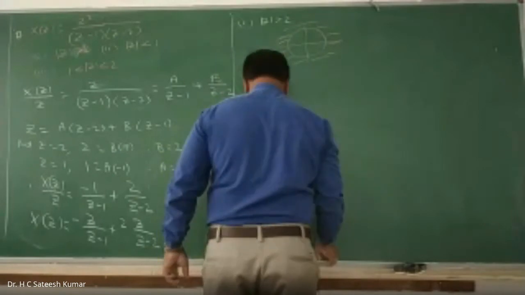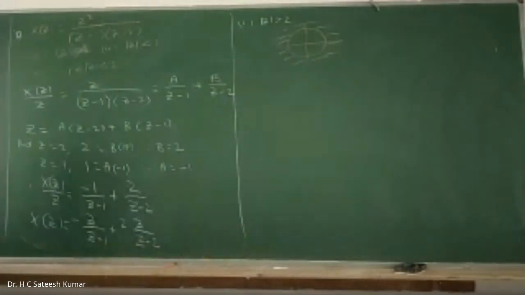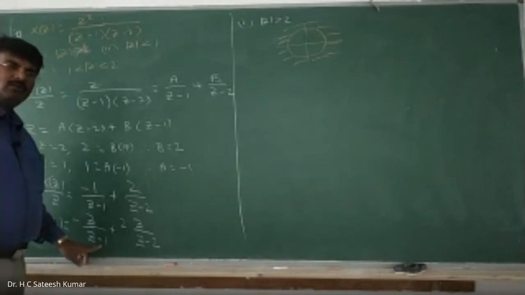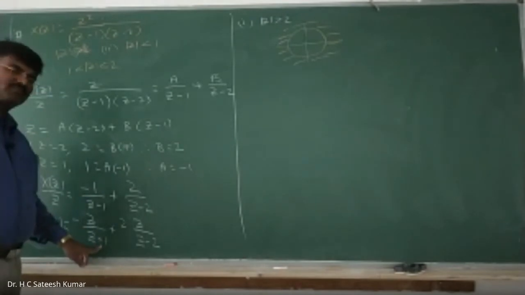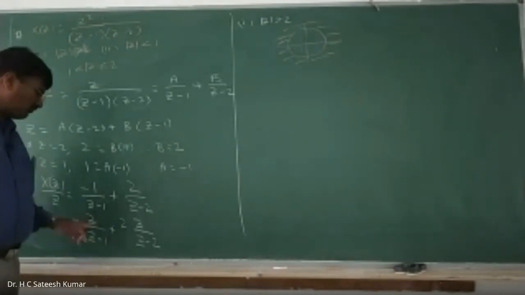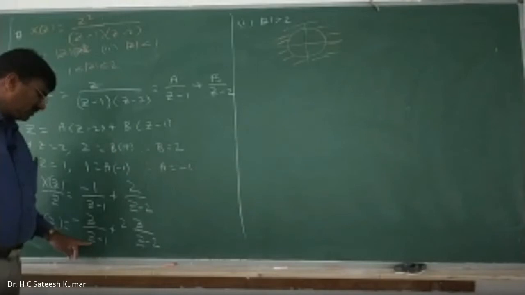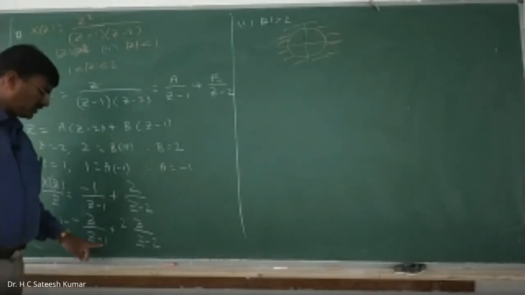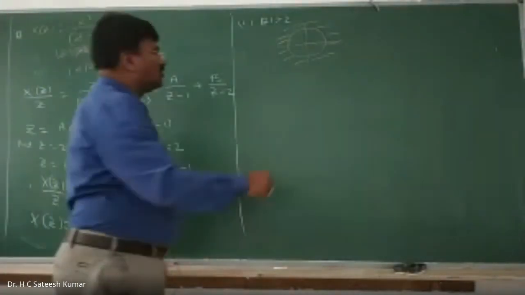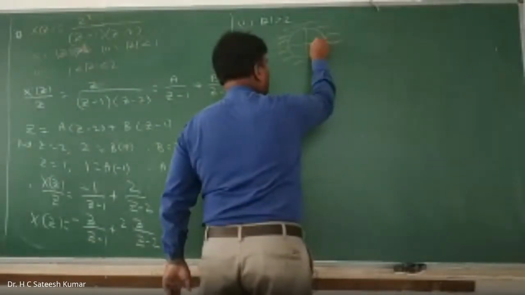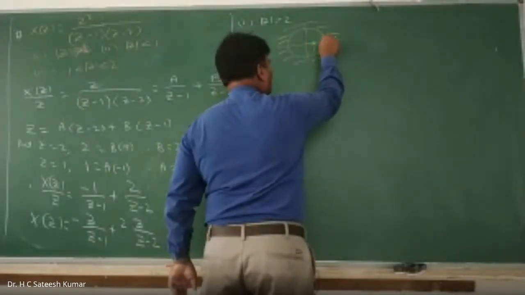Where are the poles? What do you mean by pole? Poles are the values of Z for which X(Z) is equal to infinity. For Z equal to 1, Z minus 1 is zero, so X(Z) is infinity. So we get Z equal to 1. One pole is at 1, another pole is at 2. So mod Z greater than 2 will be there; one pole is here at 1, another pole is here at 2.